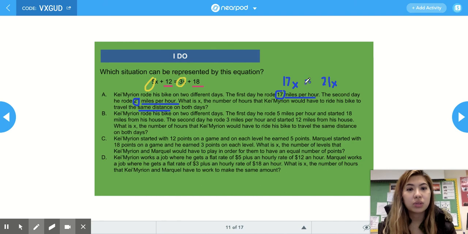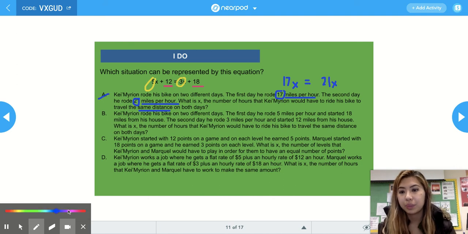So I'm going to put an equal to symbol. 17x is equal to 21x. That's definitely not the equation that's given to us. So we're going to cross out answer choice A.